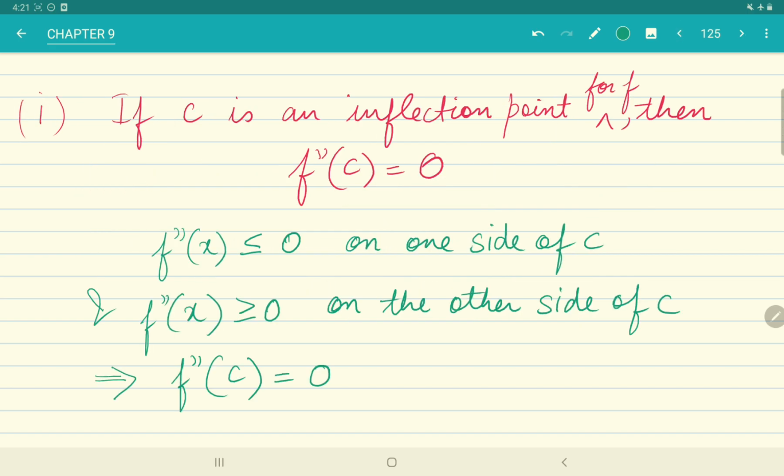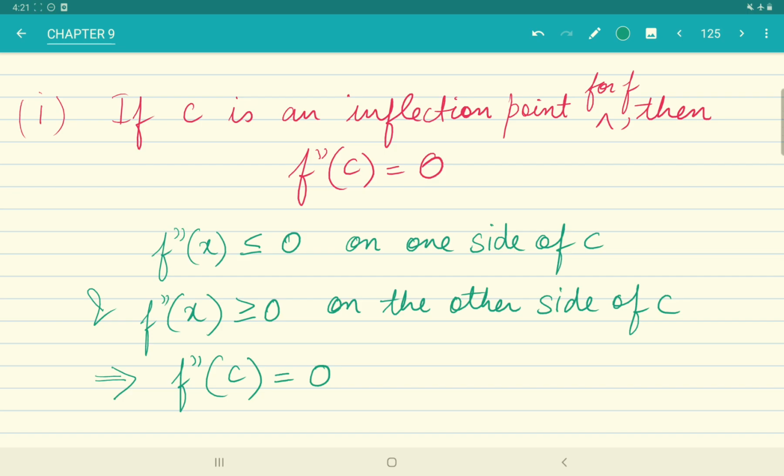Also, let's get back to the fact that if C is an inflection point for f, then f double prime C is equal to 0. We have to be careful here that f double prime C is equal to 0, that the second derivative at that point is 0. That's a necessary condition for that point to be an inflection point. It is not a sufficient condition. When I say f double prime C is equal to 0, that does not imply in itself that f double prime changes sign at x equal to C. So that's very important to understand.